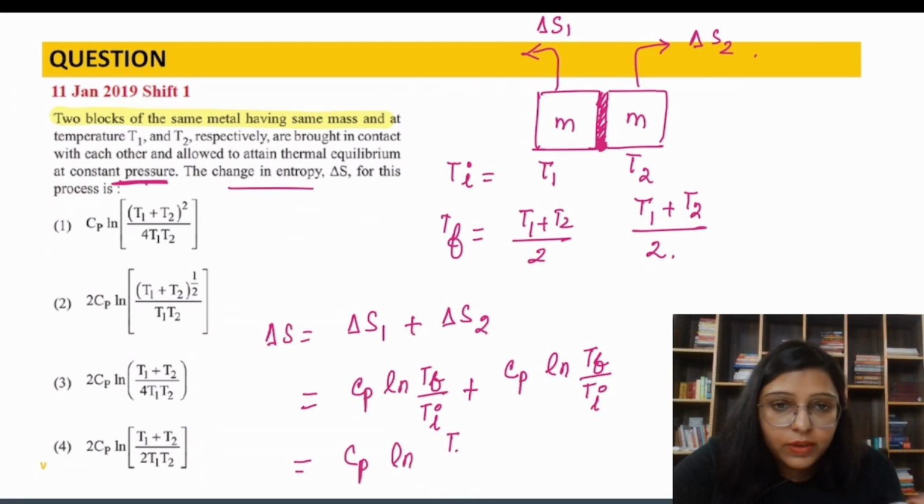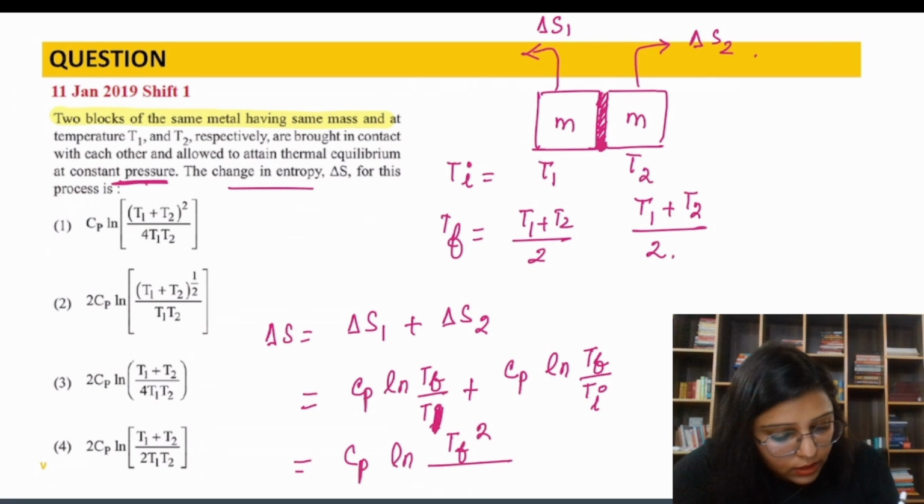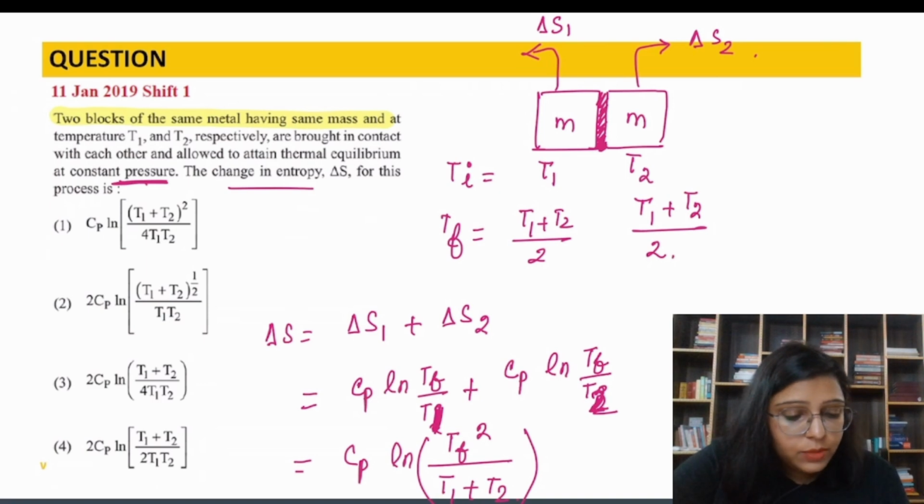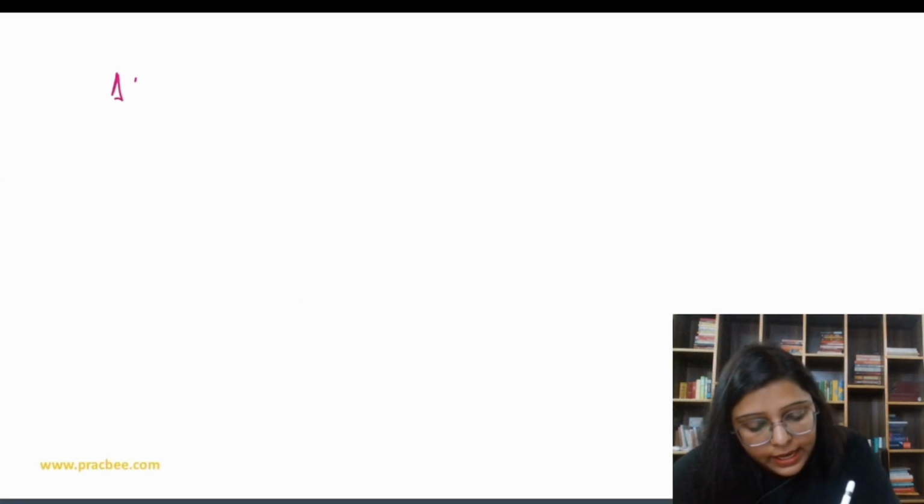So on solving this, what we can write, Cp common. Let's take Cp common. So we can say Cp ln, this is going to be Tf square upon T initial. So here it is T1 and here it is T2. Okay, so we can write T1 plus T2. Is it clear? Okay, T1 plus T2. Now let's put the value of Tf. So delta S is equal to Cp ln Tf square upon T1 plus T2.